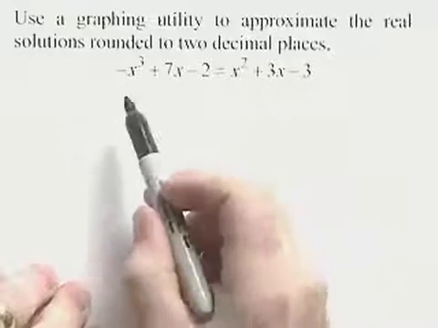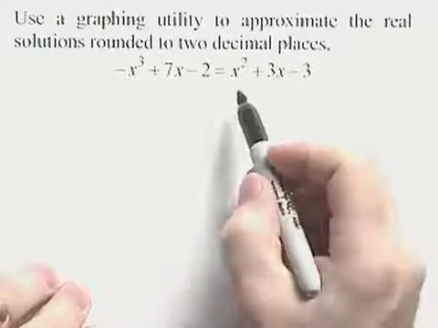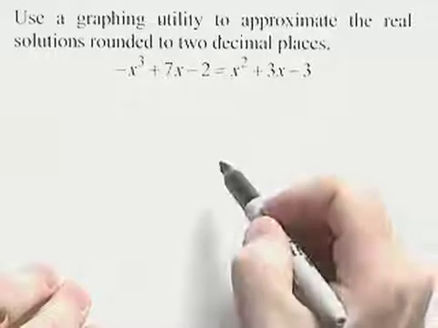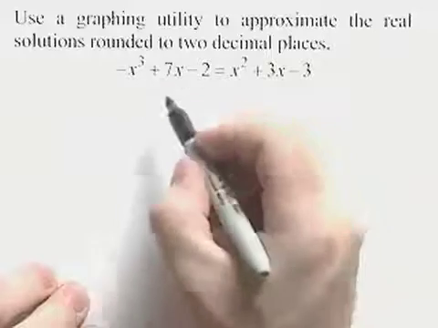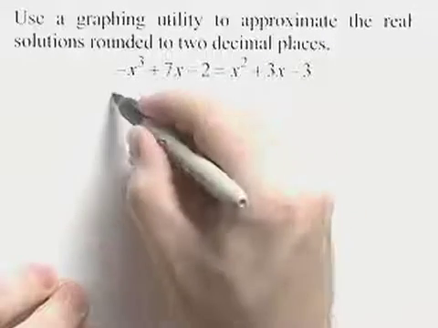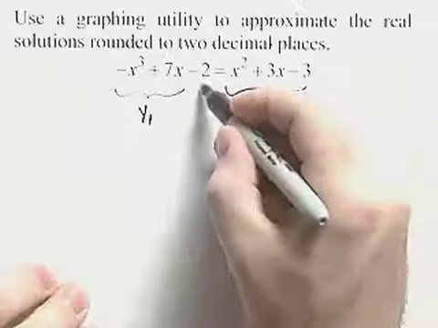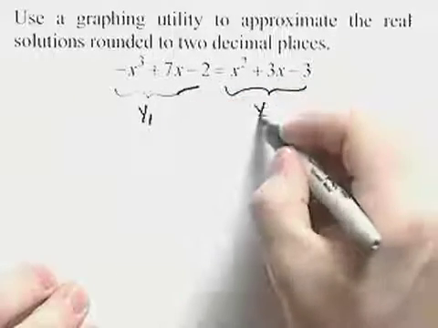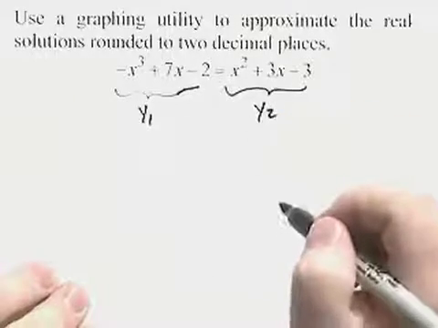Here we're going to solve one more equation using our graphing utility. We'd like to solve the equation negative x cubed plus 7x minus 2 equals x squared plus 3x minus 3. Because we don't have everything on one side, when we go to our graphing utility, we're going to let the left side equal y1 and the right side equal y2. Then we're going to find out where these two graphs cross.